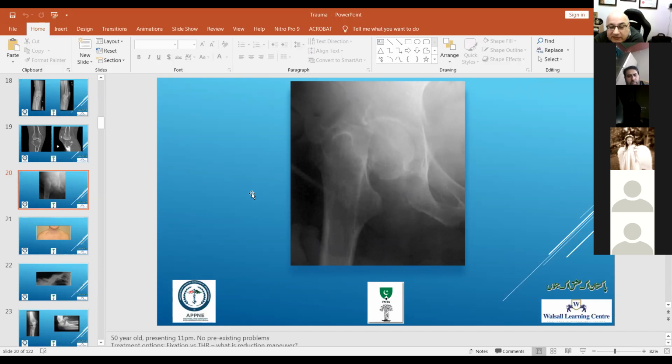Okay, you can't just say this is neck of femur fracture. A medical student will tell me that. So this is an intracapsular neck of femur fracture. Forget the acetabular, it's just an intracapsular neck of femur. Right. So what do you think this is?